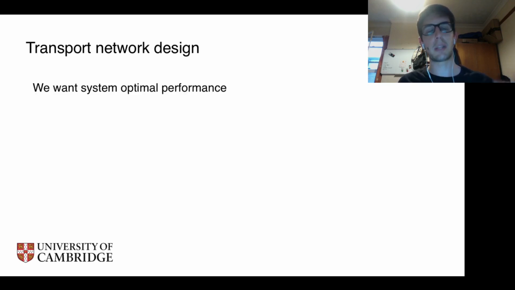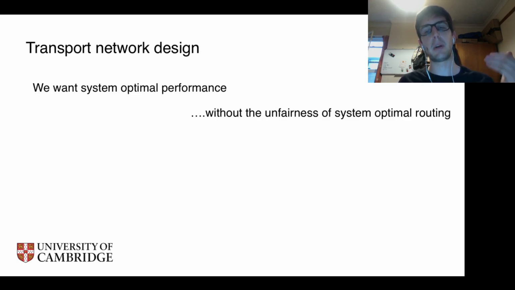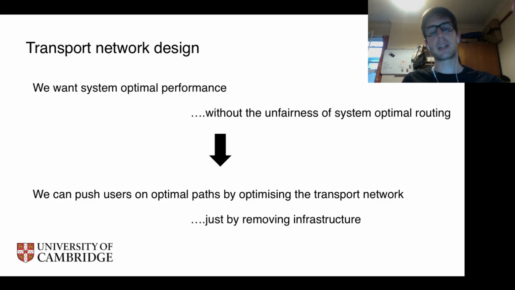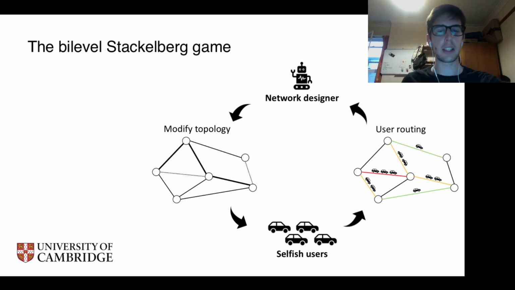So we want to obtain system optimal performance, but we don't want the unfairness of system optimal routing. In fact, we don't want to modify the routing paradigm, so we will keep user equilibrium routing. So how can we do it? We can push users onto optimal paths by optimizing the transport network. And this is really important because we can do this just by removing infrastructure. We are not modifying the physical network, we are not adding infrastructure, we are just simulating removal of infrastructure in this project. So how does this look?